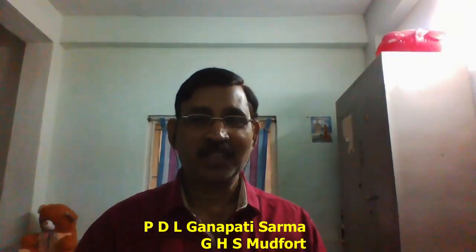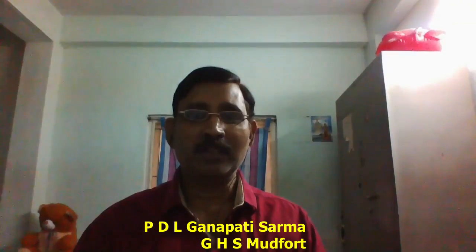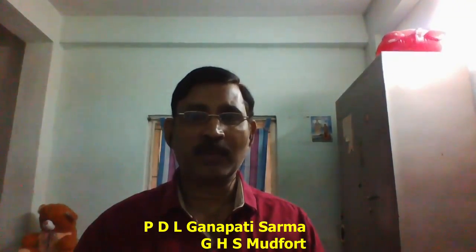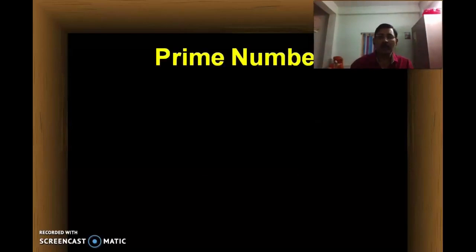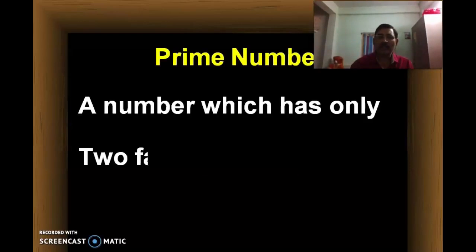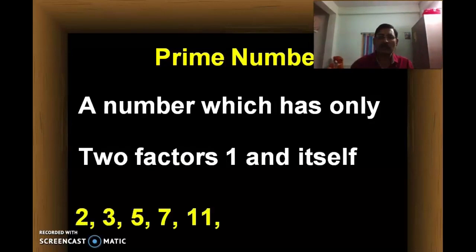Hi students, today we are going to learn the fundamental theorem of arithmetic, or unique prime factorization theorem, from the chapter Real Numbers. But what is a prime number? A prime number is a number which has only two factors, 1 and itself. Examples of prime numbers are 2, 3, 5, 7, 11, 13, etc.